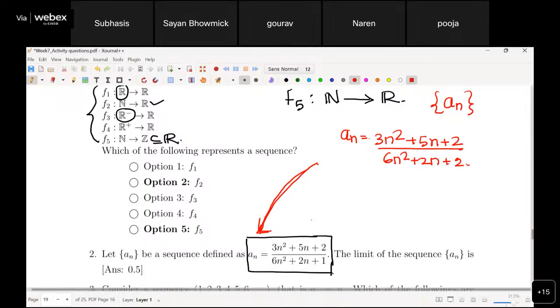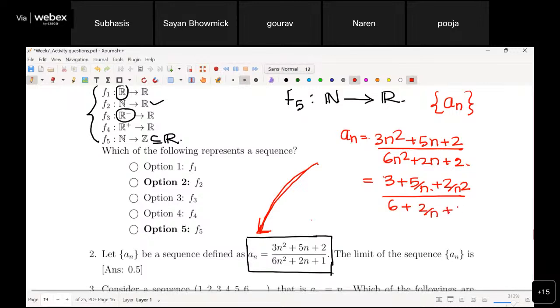Okay, so what I'll do now, I'll try to divide n square in both denominator as well as numerator. If I divide n square in the numerator, what I will get is 3 plus 5 by n plus 2 by n square, correct. And similarly for the denominator, 6 plus 2 by n plus 2 by n square.